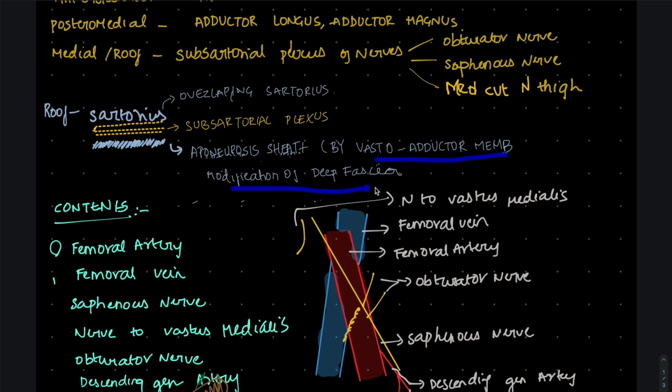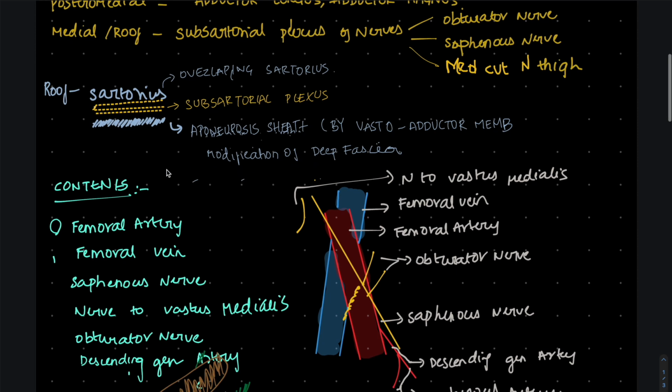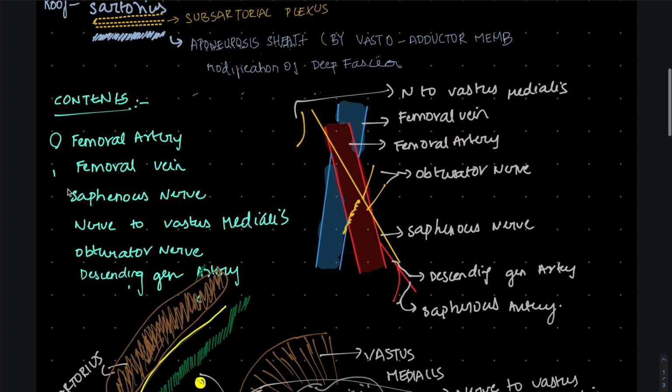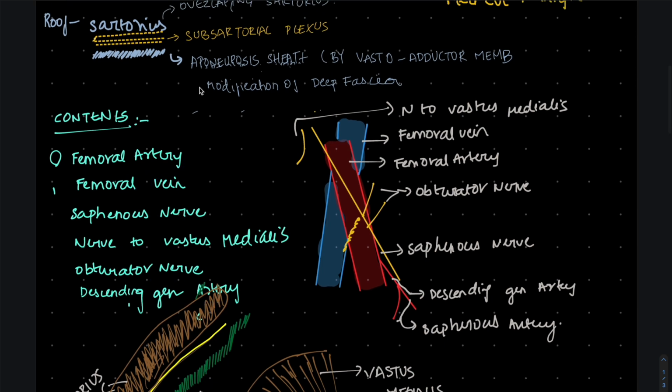It is a modification of the deep fascia that is present, and after you remove all this we're going to find the contents of the adductor canal. So what are the contents? It's basically the femoral artery, femoral vein, saphenous nerve, and then the nerve to vastus medialis, obturator nerve, and descending genicular artery. So those are the main contents you remember here.